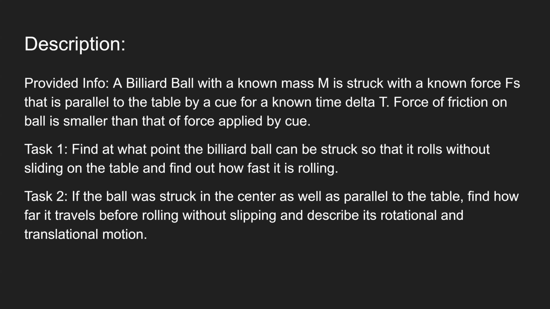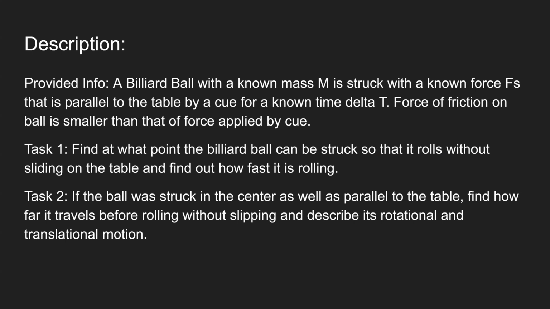Our first task is to find at what point the billiard ball can be struck so that it rolls without sliding on the table and find out how fast it is rolling. And our second task is to find out, if the ball was struck in the center as well as parallel to the table, how far it slips without rolling and describe its rotational and translational motions.